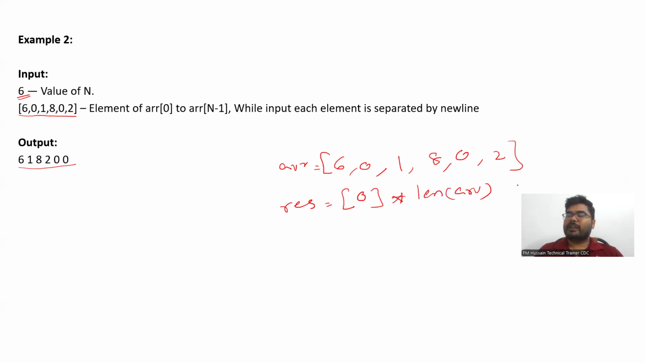So it will create an array with all zeros. How many elements are there in the array? 1 2 3 4 5 6. So 6 zeros will be there here. Now you need to go through every element present in the given array, and if it is not 0, you need to append it to this.